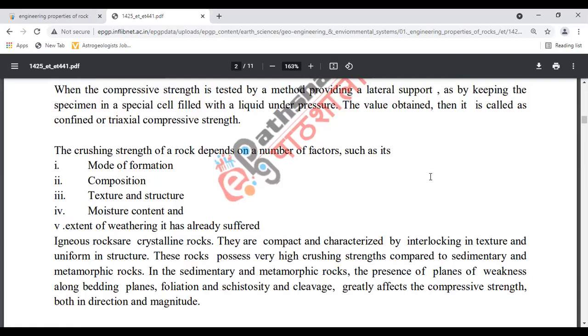Igneous rocks are crystalline rocks. They are compact and characterized by interlocking texture and uniform structure. These rocks possess very high crushing strengths compared to sedimentary and metamorphic rocks. In the sedimentary and metamorphic rocks, the presence of planes of weakness along bedding planes, foliation, schistosity and cleavage greatly affects the compressive strength both in direction and magnitude.